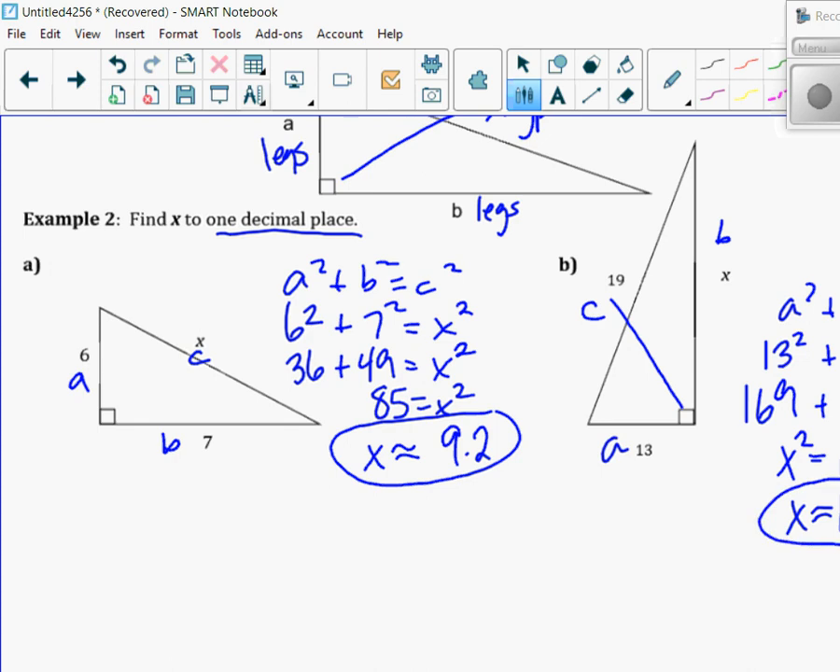If by chance you solve this and you get a number that's bigger than 19, you know you did it wrong, right? Because 19 should be the biggest side on the triangle. Does that make sense to you? Always do that check. Your hypotenuse should be the biggest side there.